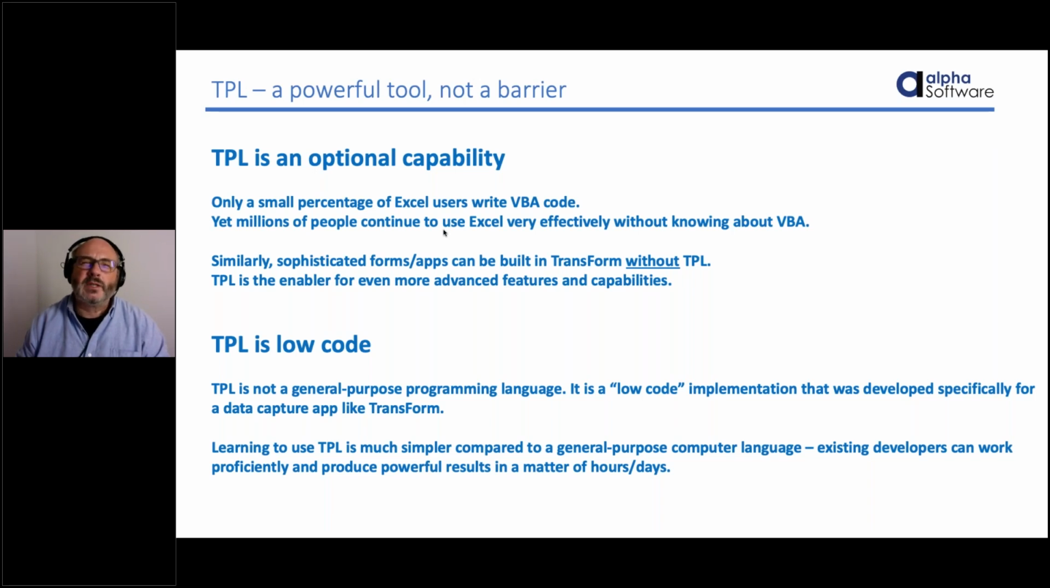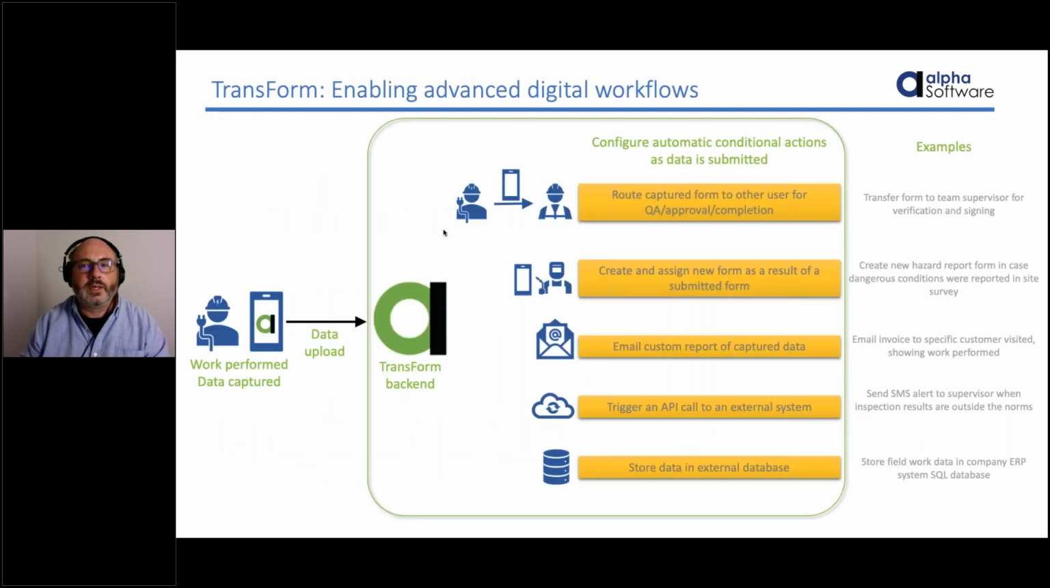But only a small percentage of people in Excel actually write VBA code. Or if they do write VBA code, they're actually just using a little teeny tiny snippet of what they need to get the job done. And that's exactly the thinking that we have behind TransForm. So TransForm is really meant to be coding optional, but we do have the ability to do coding should you need it. Now, I mentioned earlier that I was going to get into workflows, so let's get into that right now.